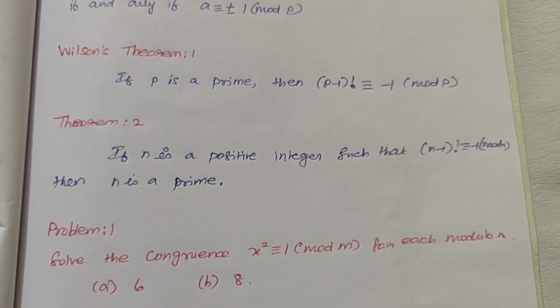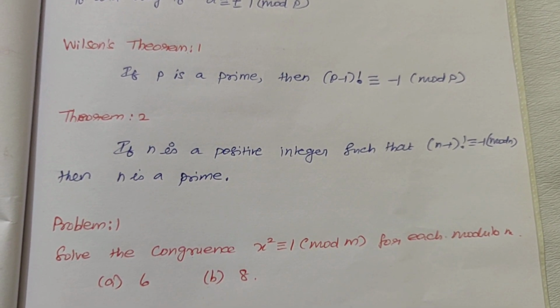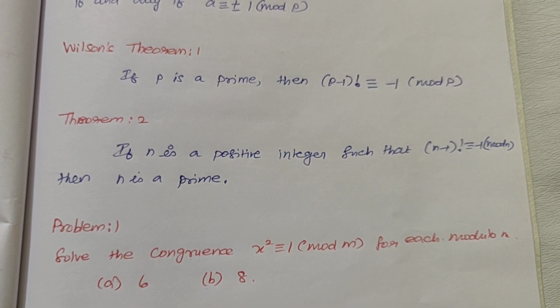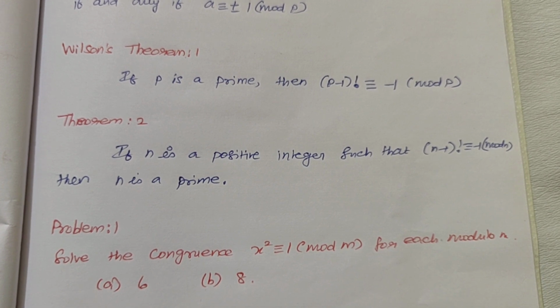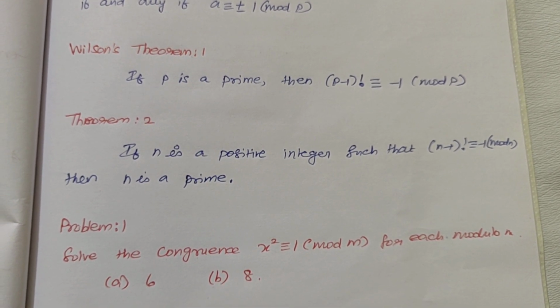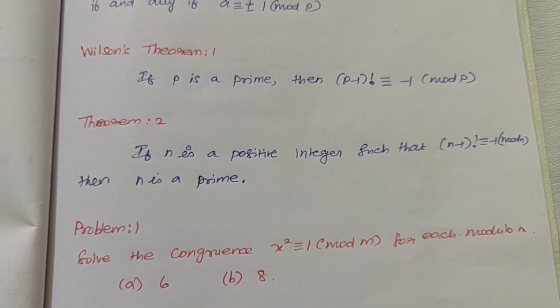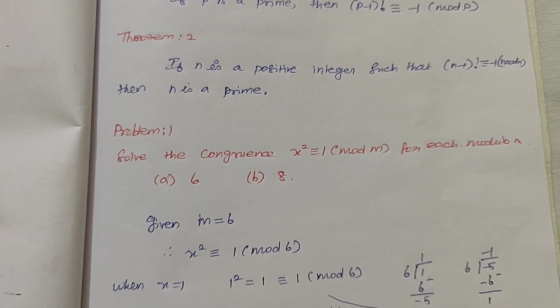The first problem is to solve the congruence x squared is congruent to 1 mod m for each modulus m, when m takes 6 and when m takes 8. First let us see when m takes 6.